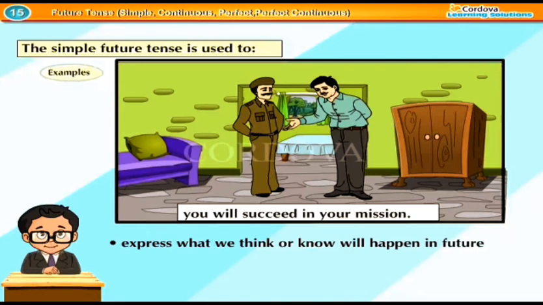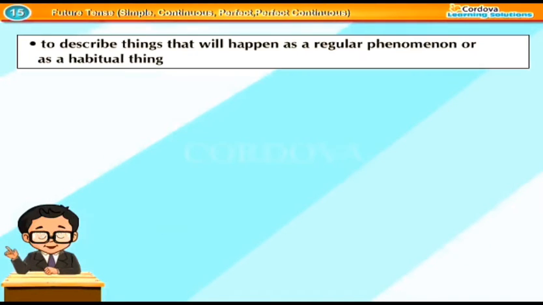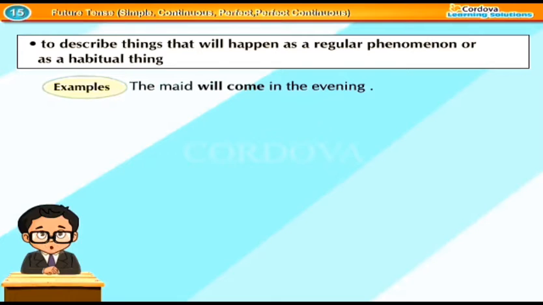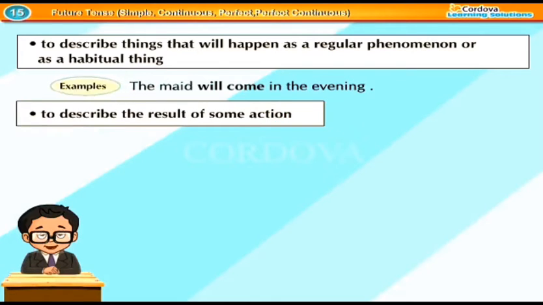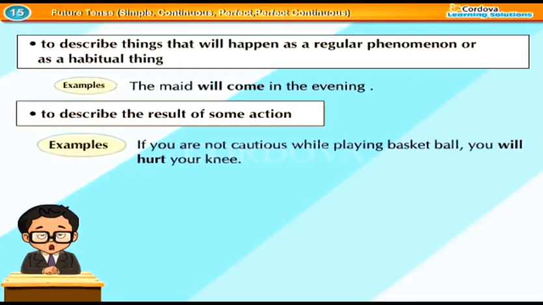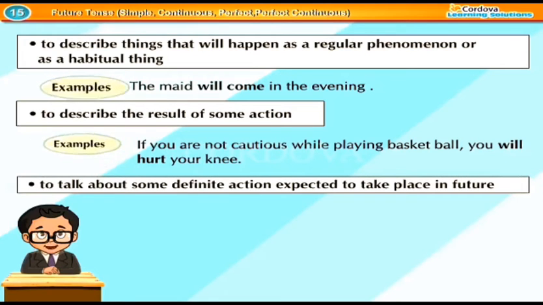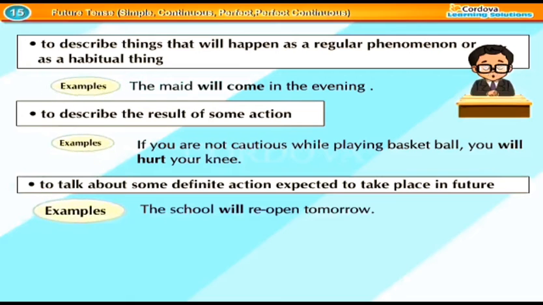Example. You will succeed in your mission. It is used to describe things that will happen as a regular phenomenon or as a habitual thing. Example. The maid will come in the evening. It is used to describe the result of some action. Example. If you are not cautious while playing basketball, you will hurt your knee. It is used to talk about some definite action expected to take place in future. Example. The school will reopen tomorrow.